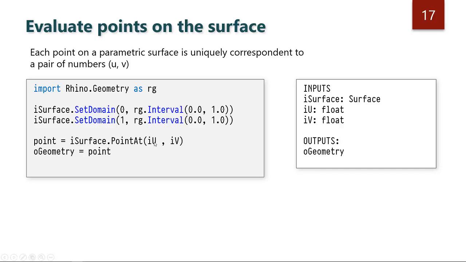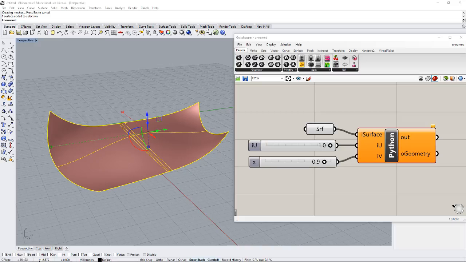All right. So we're going to do it for the U and the V, and now we can safely say iSurface.point at, and give it 2 domain parameters like iU and iV. Because now we reparameterized it, we should give it a value between 0.0 and 1.0, and we'll get a point on the surface.